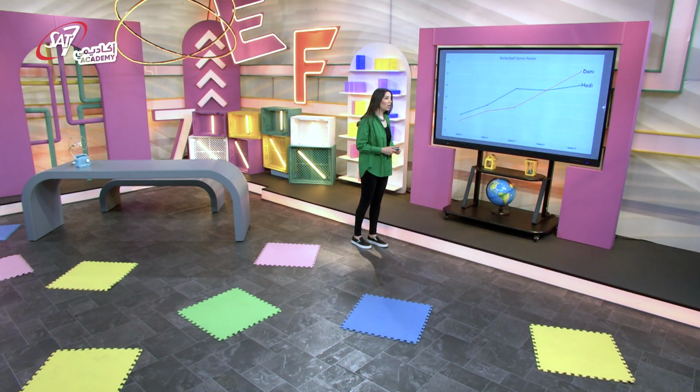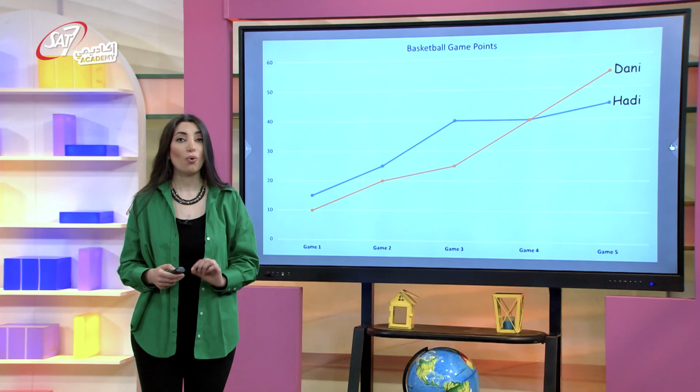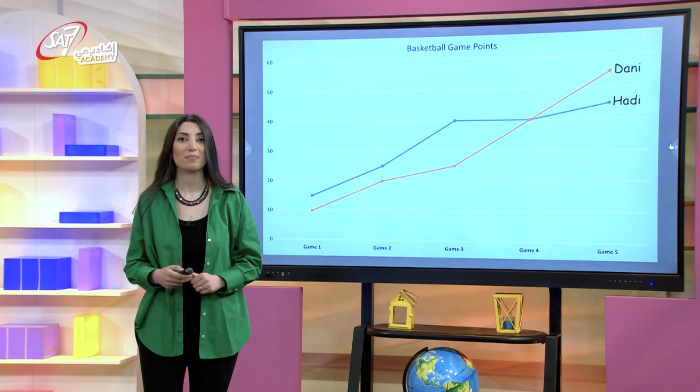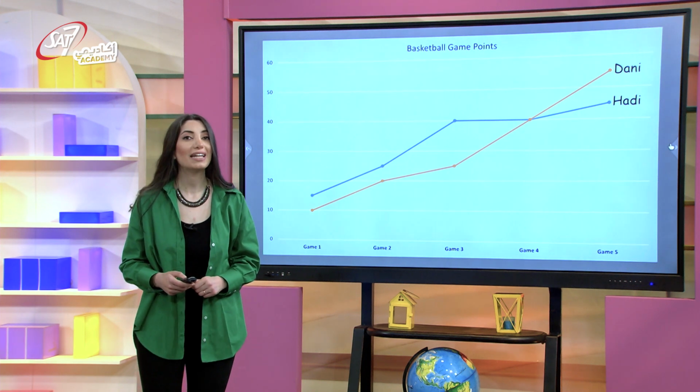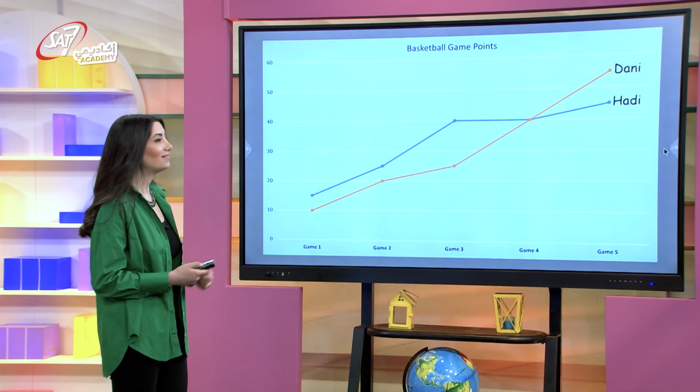What happens in the 4th game? Both lines meet. This indicates that both players scored the exact same number of scores, which is 40 points. Who scored more in Game 5? And by how many? It's Danny.